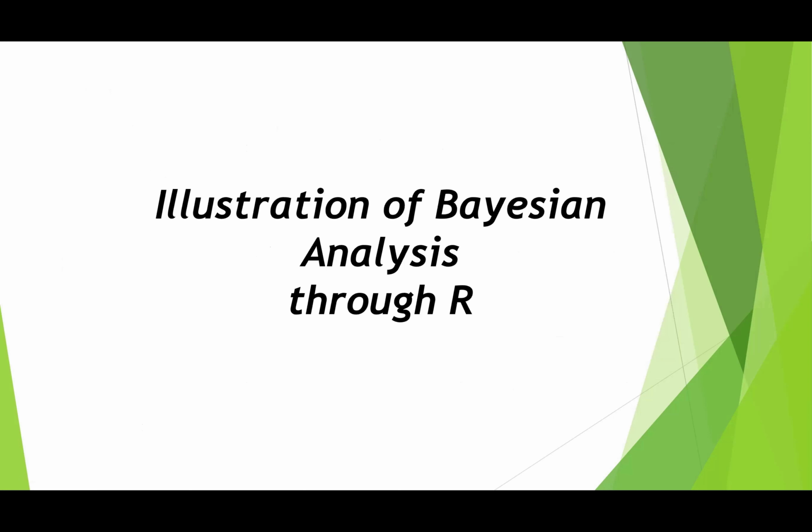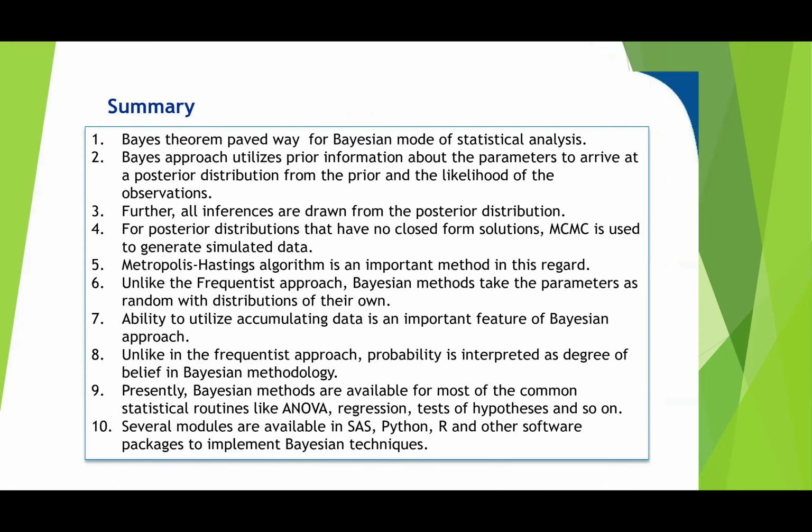I have an illustration of the Bayesian analysis through R, but I'm postponing that for the time being, just for want of time. What is the takeaway from this presentation? We have seen that Bayes' theorem paved the way for the Bayesian mode of statistical analysis. The Bayesian approach utilizes prior information about parameters to arrive at a posterior distribution from the prior and the likelihood of those observations. Further, all inferences are drawn from the posterior distribution. For posterior distributions that have no closed form solutions, MCMC is used to generate simulated data. The Metropolis-Hastings algorithm is an important method in that regard.